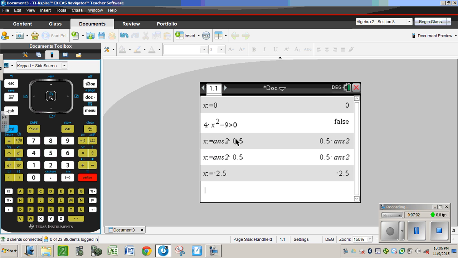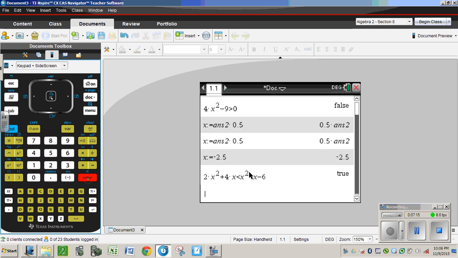So I'm going to type in the original inequality that I had. So 2x squared. Okay. You guys probably had it done a lot faster than I did, but there we go. We have it all typed in now. I'm going to hit enter, and it is true.